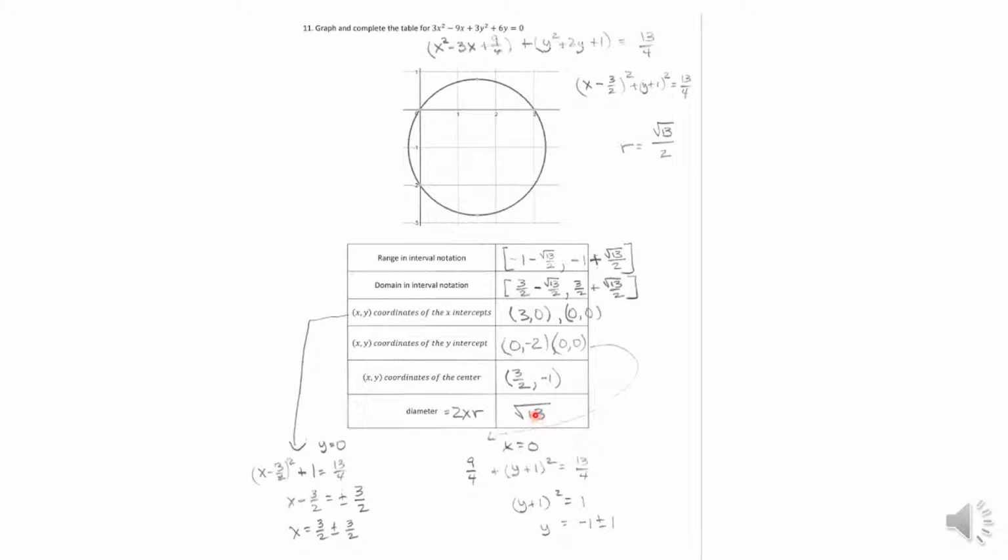And similarly for the domain, what we're going to do is we're going to use the x value, which is 3/2 of the center, and we'll go the radius this way and the radius that way, and that's where those numbers come from.